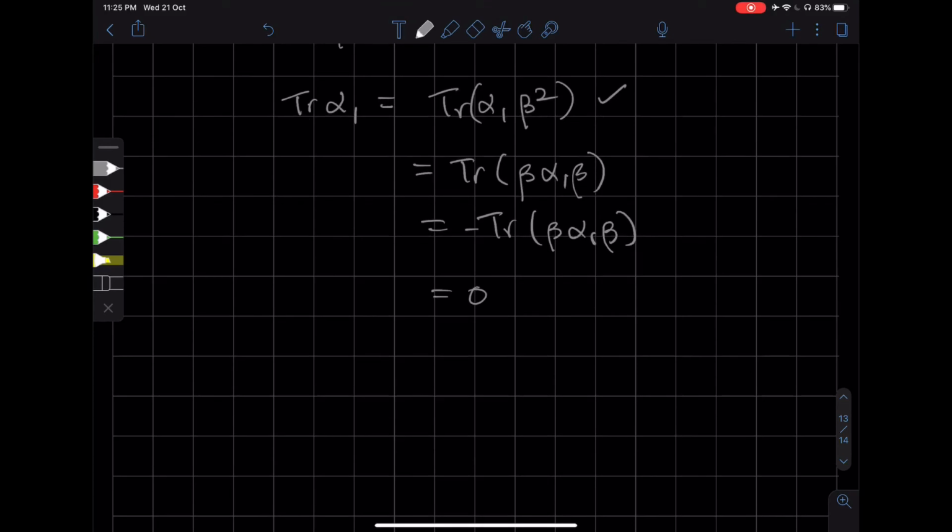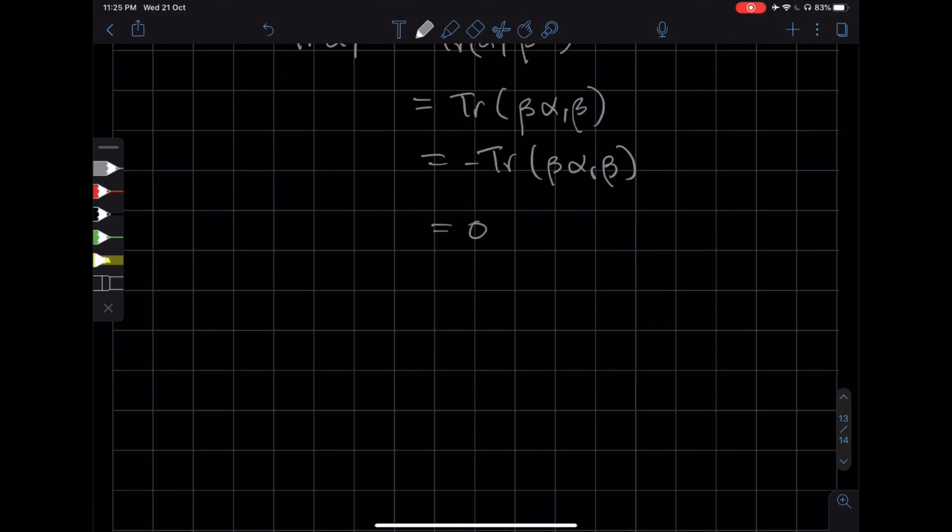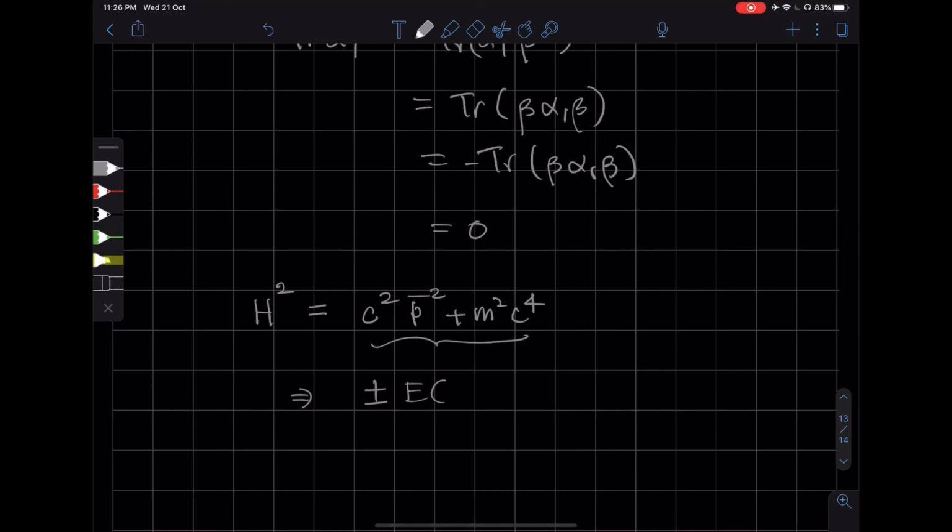So we have shown that H is traceless, but we know that H² is given by c² p² + m² c⁴. And therefore the possible eigenvalues of H are plus or minus this thing, which is E_p. Therefore we have shown that the eigenvalues of H are plus E_p or minus E_p, and they occur in pairs.